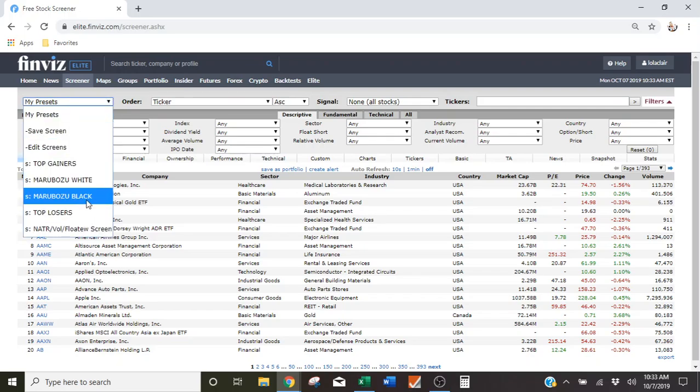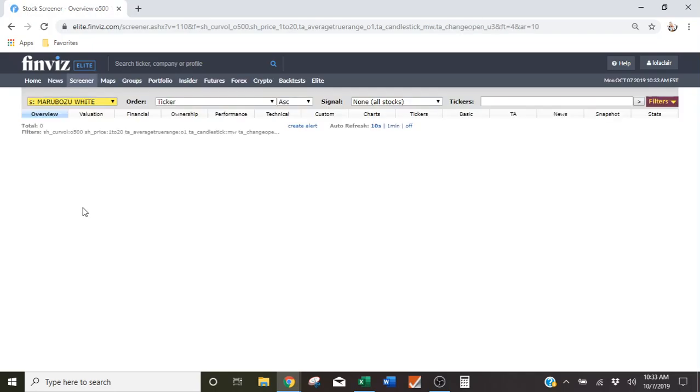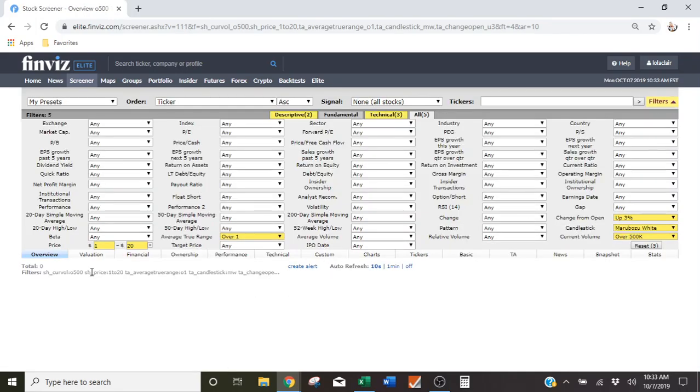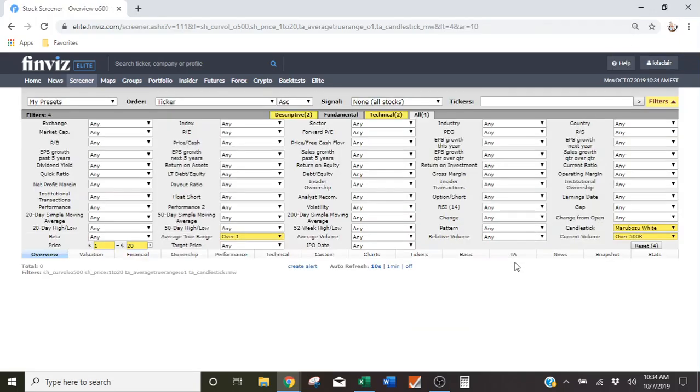Another one that I like to look at is my Marubozu black or Marubozu white. And right now there's nothing in there. And let me just show you what I have it set up as. So I want stocks within the price range of $1 to $20. The average true range over $1. The change from open 3%. I want this to be the Marubozu white, and stocks trading over $500,000 in volume.